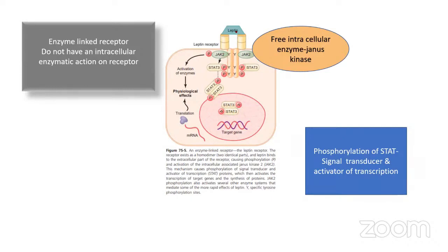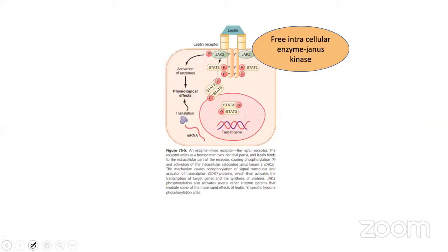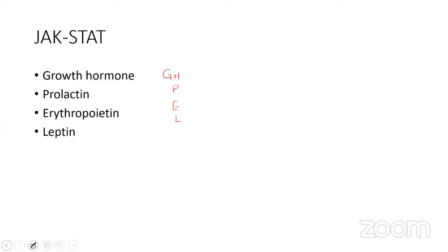First, the binding of the hormone with the receptor activates Janus kinase, which phosphorylates. This again phosphorylates STATs, another type of protein. STAT means signal transducer and activator of transcription. You have to remember only these four hormones: growth hormone, prolactin, erythropoietin, and leptin. It's a very important question.